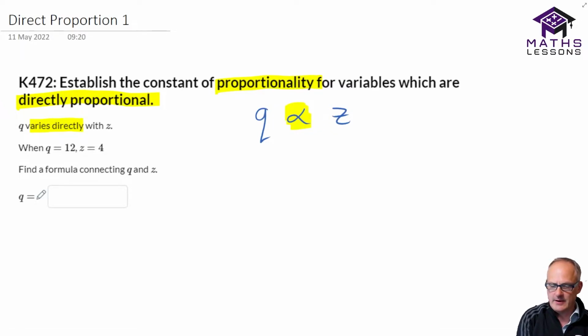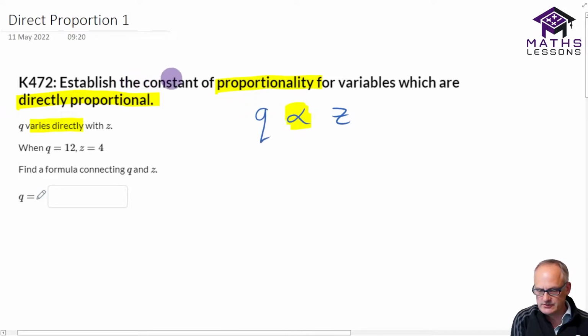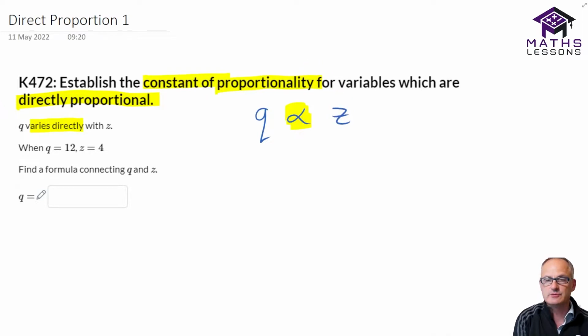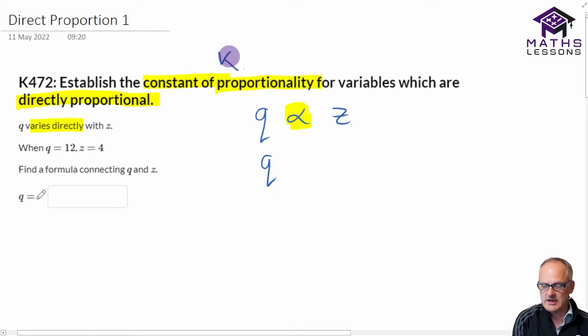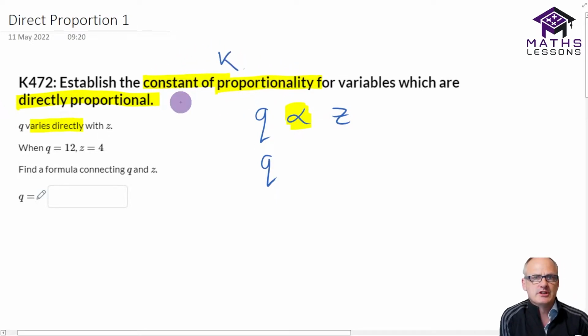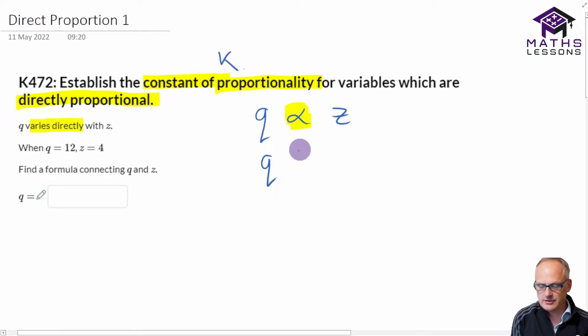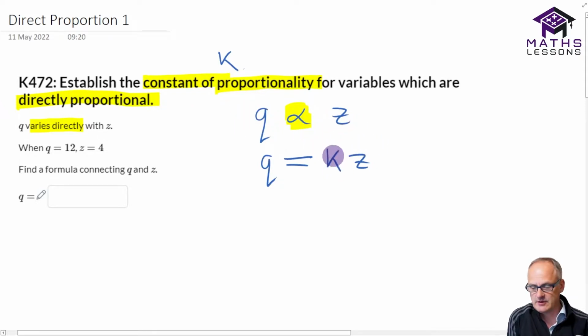Okay. Now, what we need to do is create a constant of proportionality to make this into an equation, so you've got an equals sign instead of this proportion sign. So what we do is we multiply Z by some kind of thing, and that some kind of thing we're going to call K. We're going to call this the constant of proportionality K. You can call it anything you like, but I'm going to call it K. So this is going to equal K times Z. If something is directly proportional, it means it's a multiple of something. So there we go, a constant of proportionality is a multiple of something.